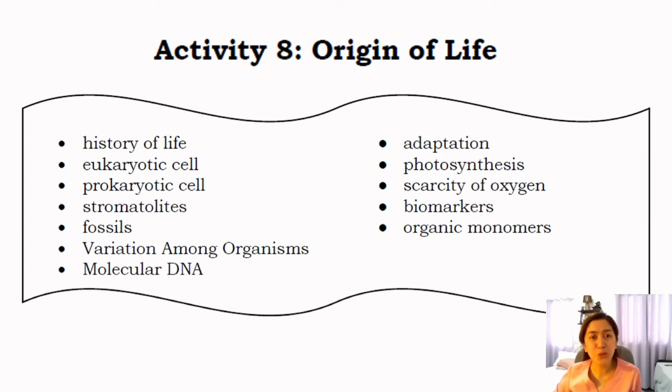What are the words? We have the history of life, eukaryotic cell, prokaryotic cells, stromatolites, fossils, variation among organisms, molecular DNA, adaptation, photosynthesis, scarcity of oxygen, biomarkers, and organic matters.